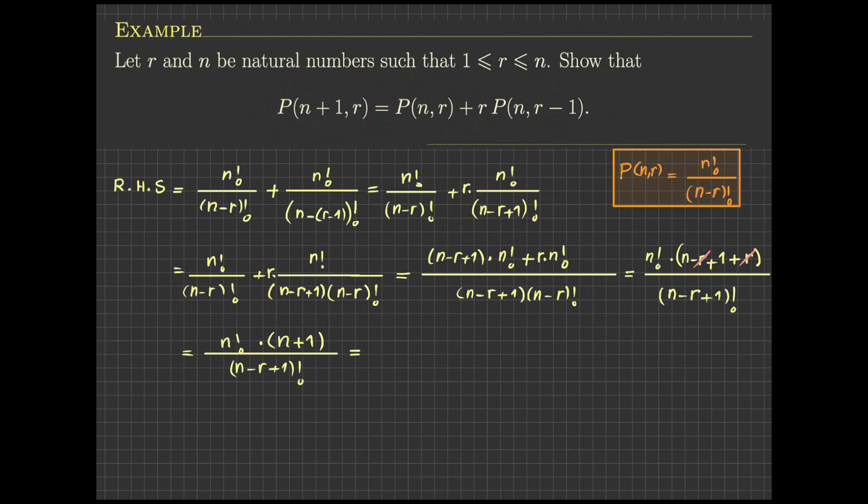Okay? Now, can you simplify the numerator a little bit for me? What can I write for the numerator? N factorial multiplied by the next number, because n factorial means 1 times 2 times 3 up to n, but you also multiplied by n plus 1. So how can you write it then? N plus 1 factorial, thank you. And then the denominator, I have n minus r plus 1 factorial. Yes?